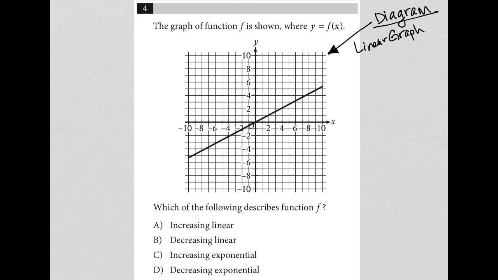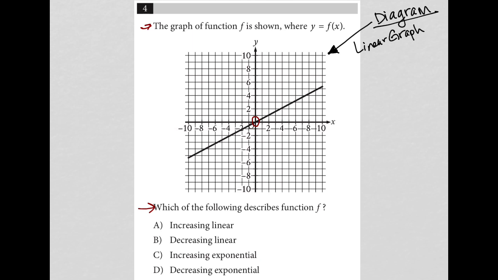Looks like this graph goes through the origin, right? So it has both an x and y intercept that is through the origin. I could also very easily find the slope here if I wanted to, but let's see what the question is actually asking us to find. So the graph of function f is shown where y equals f of x. The question goes on to say, which of the following describes function f?